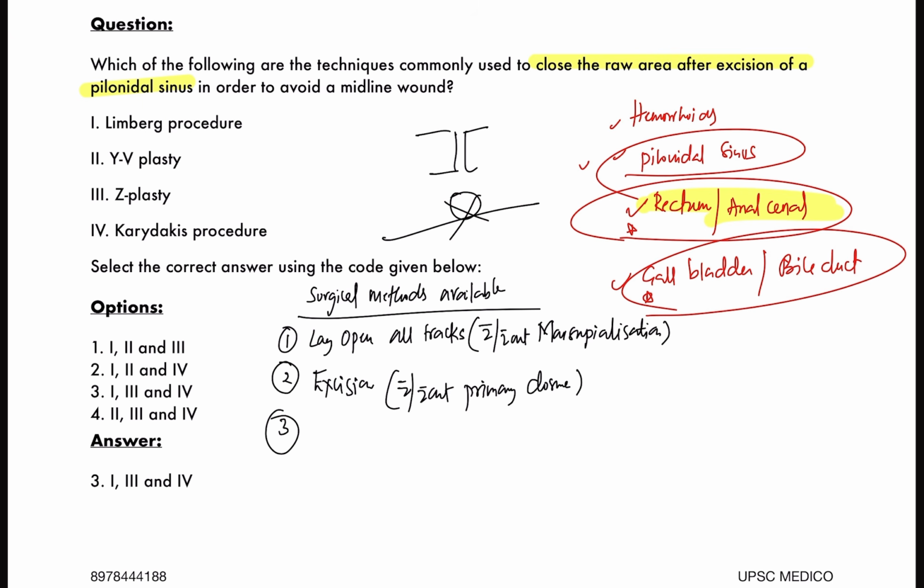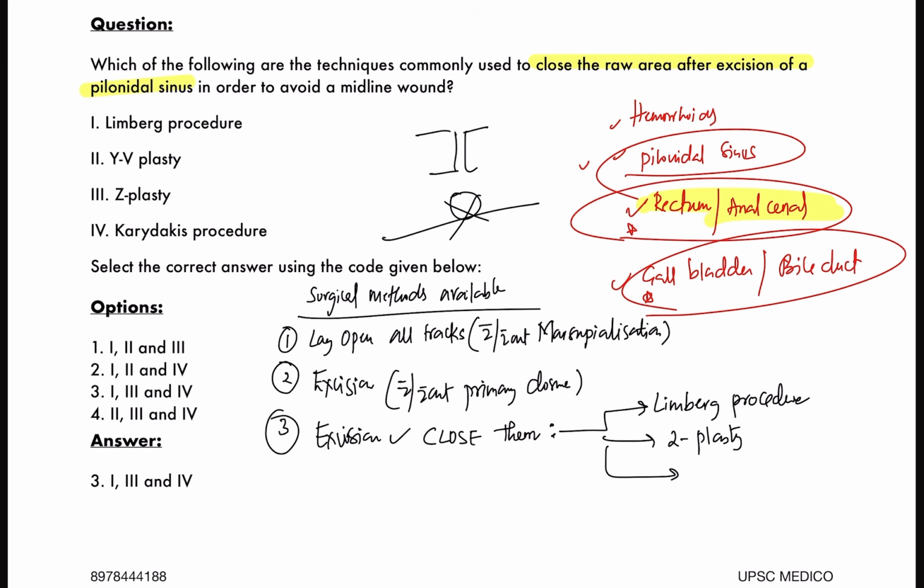Now there is one way wherein you can excise all the tracts of the pilonidal sinus. Then you can close them not by primary closure, but you use different methods. One method is the Limberg procedure. Other is Z-plasty, and the other procedure is the Karydakis procedure. See, in general surgery, any surgical procedure with a special name is important for MCQs. There are three techniques by which pilonidal sinus is completely excised and closed with special procedures just to avoid a midline wound. These are Limberg procedure, Z-plasty, and Karydakis procedure.